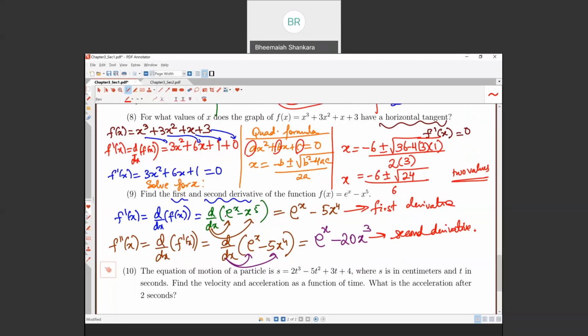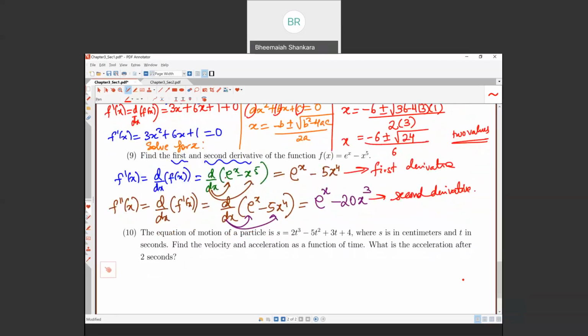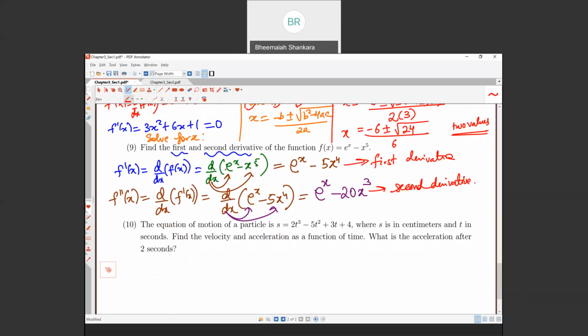The next one is a word problem. The equation of motion of a particle is given by this particular equation, s equal to 2t cubed minus 5t squared plus 3t plus 4, where s is in centimeters and t is in seconds. So s is some unit which measures the distance and t is the time unit. Find the velocity and the acceleration as a function of time, and what is the acceleration after 2 seconds.